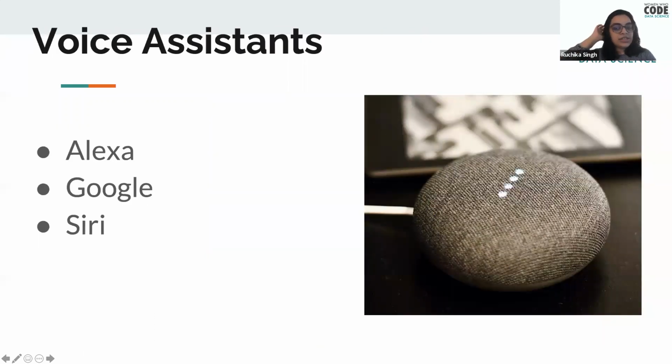And then voice assistants. I think this is something that we all are very close to. Apart from giving interesting examples, obviously there is Google search, which is the bread and butter of NLP. We cannot search the internet if there was no NLP. There is Google, there is Siri. So all of the voice assistants are using so much NLP.